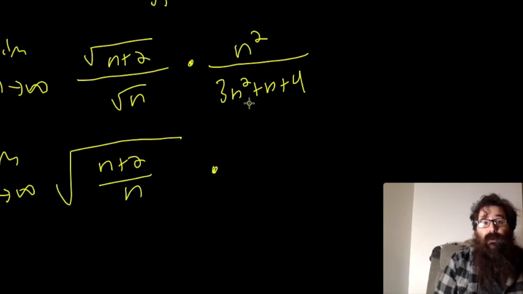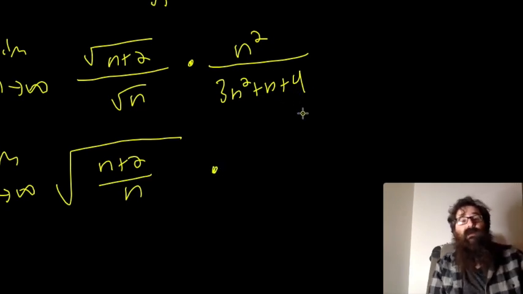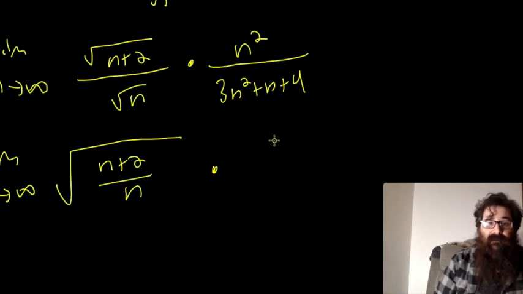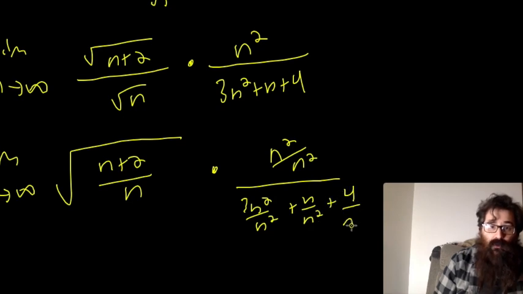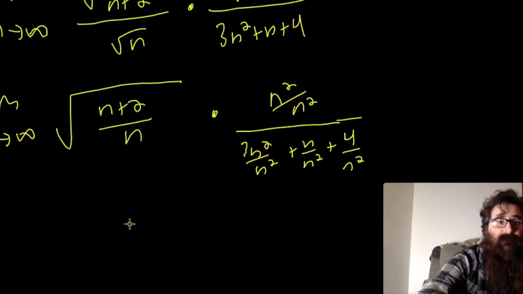And then over here, I'm going to use that famous trick, dividing by the highest power of n in the denominator. So divide everything by n squared. So that's n squared over n squared divided by 3n squared over n squared plus n over n squared plus 4 over n squared. And let's keep simplifying.